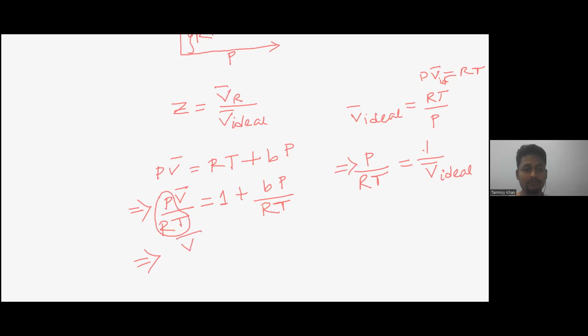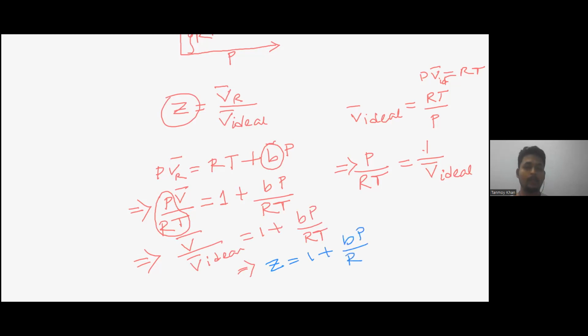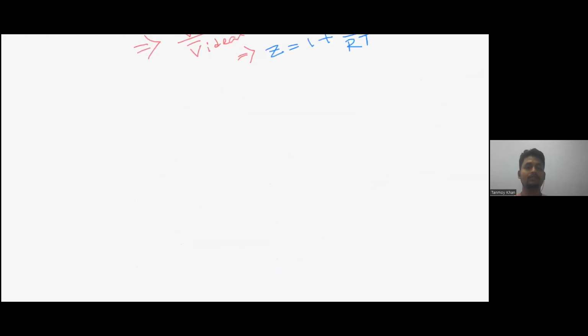Then V bar, this is the real gas because I am considering the intermediate pressure. So V bar by V ideal is equal to 1 plus dP by RT, which is nothing but Z. That means Z is equal to 1 plus dP by RT. Okay, so this is the equation. Z is equal to 1 plus dP by RT.